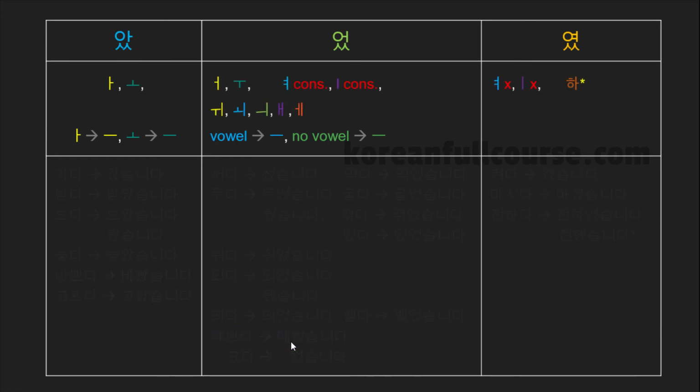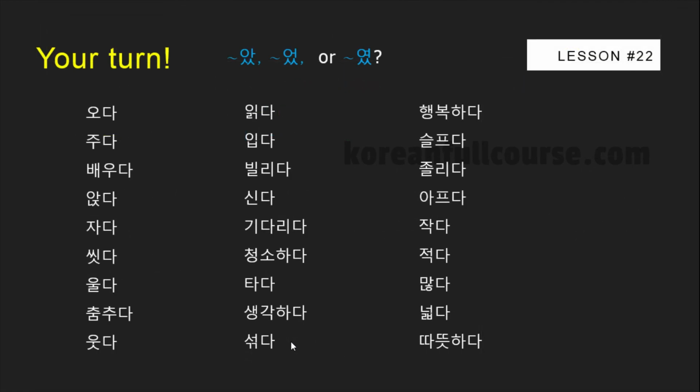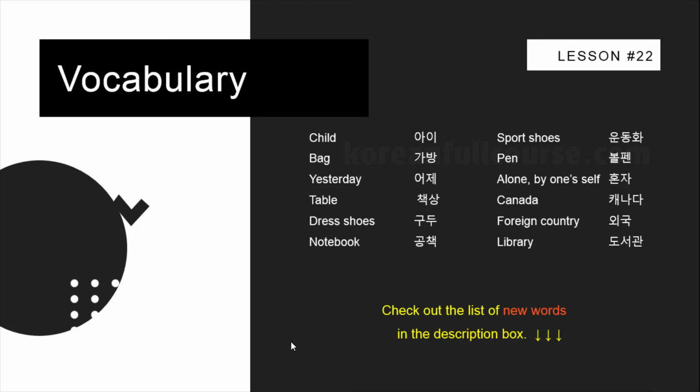So you have just learned how to conjugate verbs and adjectives in the past tense. Knowing these rules is very important in the Korean language because you're going to use them not only for the past tense, but for most grammatical constructions. That is why spend some time and practice it. Here I prepared a list of verbs and adjectives. If you want to practice, conjugate them and write your answers in the comment section. And here is the list of new words. We will be using them in the next lesson.